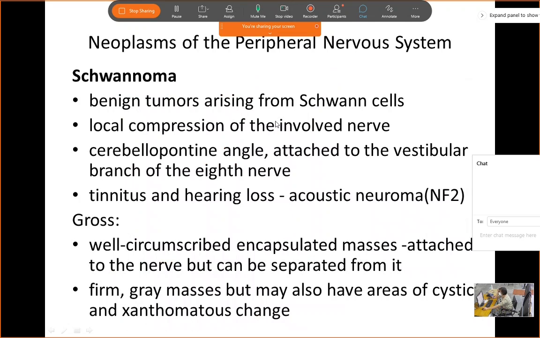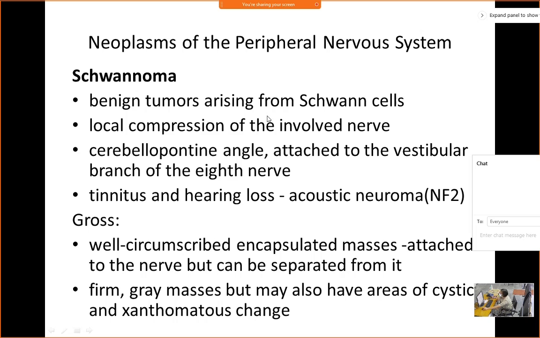Now, this is important for you, neoplasms of the peripheral nervous system. There are only two tumors which we teach, that is schwannomas and neurofibromas, and each of them may come as a short note, or it may come as objective questions. Or nowadays in NEET, they give you pictures and they ask you questions on it. So schwannoma is a benign tumor which is arising from Schwann cells. Now the thing is, in schwannomas, it can cause local compression of the involved nerve. This is a very important sentence, because usually schwannomas arise, if there is a nerve, the schwannomas arise at the periphery of the nerve. So it sort of compresses the nerve. But neurofibroma, it engulfs the whole nerve.